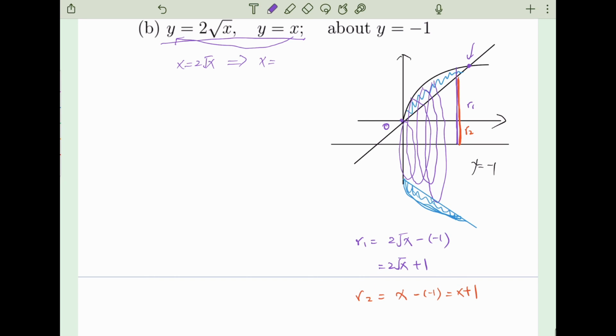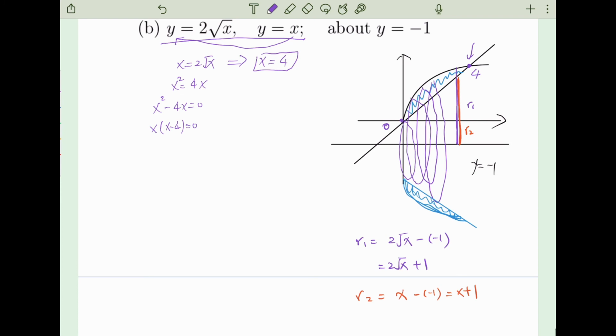Well, what is the x? Square both sides, so x squared equal to 4x, right? x squared minus 4x equals 0. x times (x minus 4) equals 0, so x equals 4, not 1 over 4. Okay, so this point is 4.